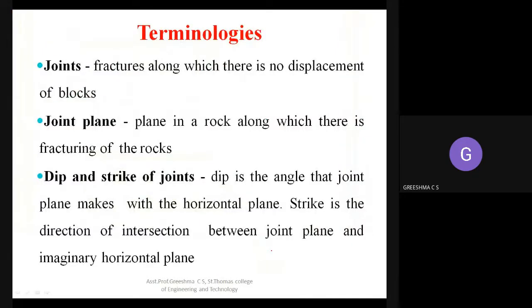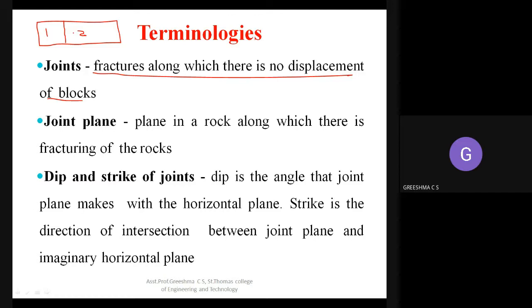Okay, so coming to the terminologies related to joints. Joints are basically fractures along which there is no displacement of the blocks. If you take this as a rock mass, you can see a fracture like this, and there is no displacement. This fracture has divided the rock body into two blocks, the first block and the second block, and there is no displacement between them. So this is called a joint. Joints are the fractures along which there is no displacement of the blocks.